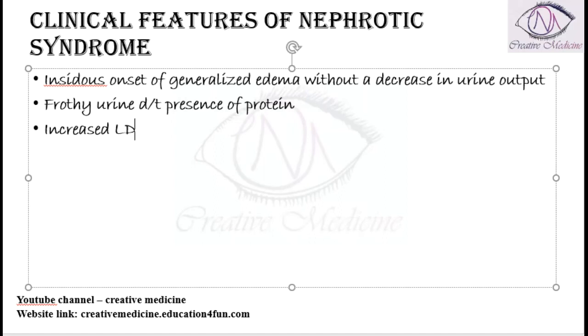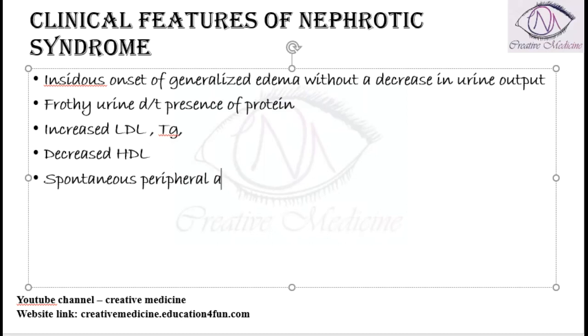Nephrotic syndrome is actually associated with increased low density lipoproteins. Increased triglycerides can be seen, and decreased high density lipoproteins are seen. The patient with nephrotic syndrome can develop spontaneous peripheral arterial or venous thrombosis also.